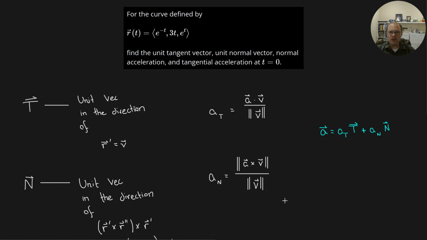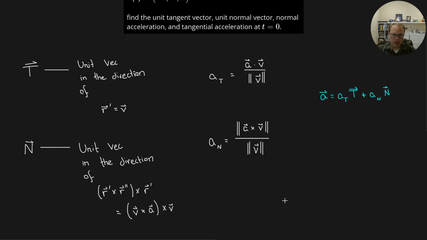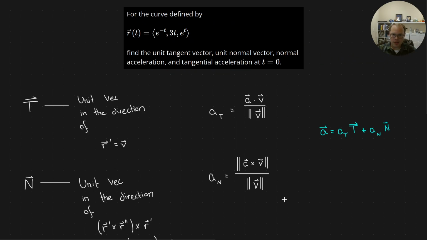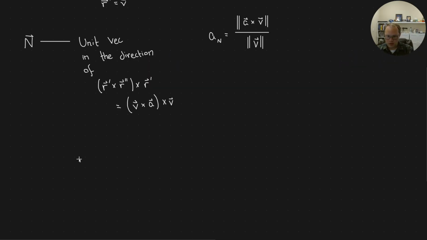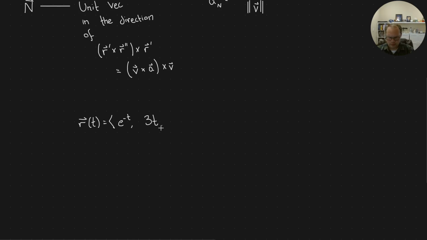All right, so let's get started. We need the acceleration and we need the velocity functions. So let's start by just copying down our position function. R of t equals the vector valued function e to the negative t, comma, 3t, comma, e to the t. Our velocity is the first derivative of our position. Derivative of e to the negative t is negative e to the negative t. Derivative of 3t is just 3. Derivative of e to the t is e to the t.